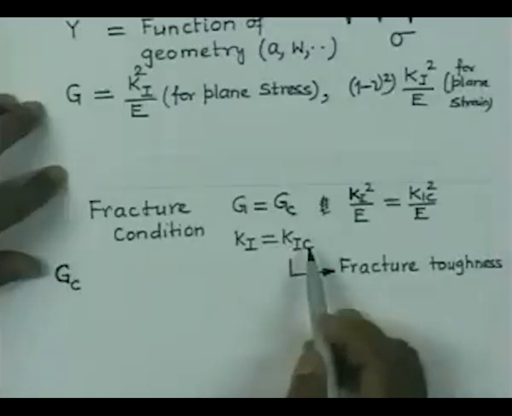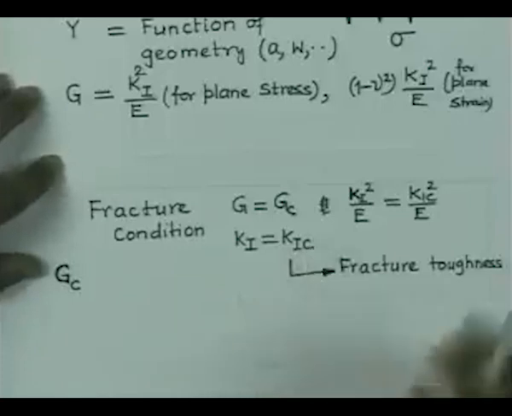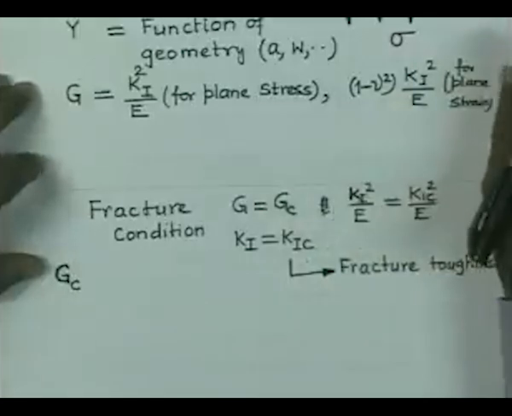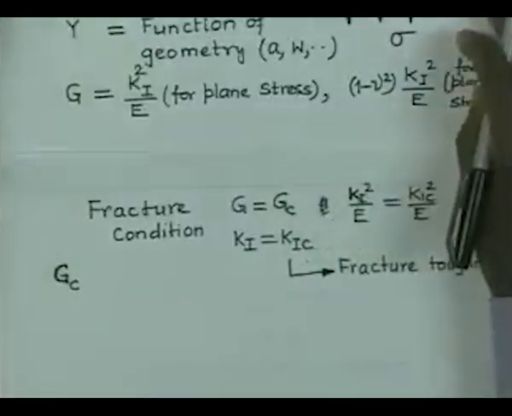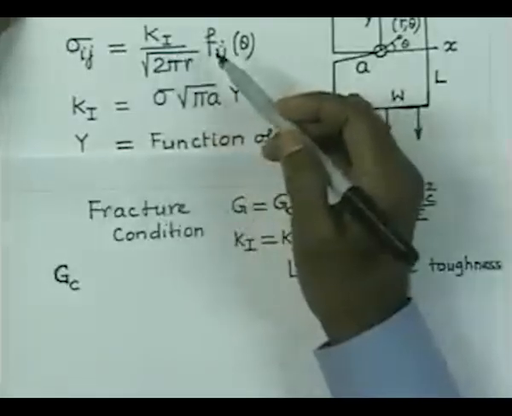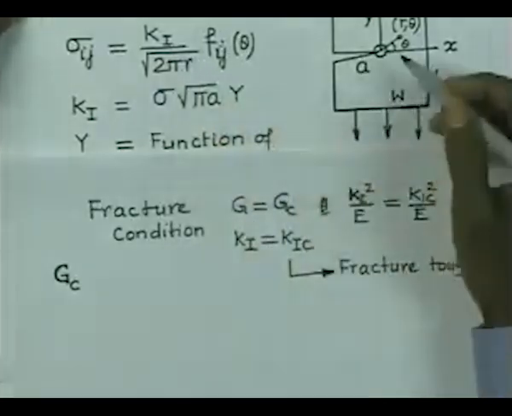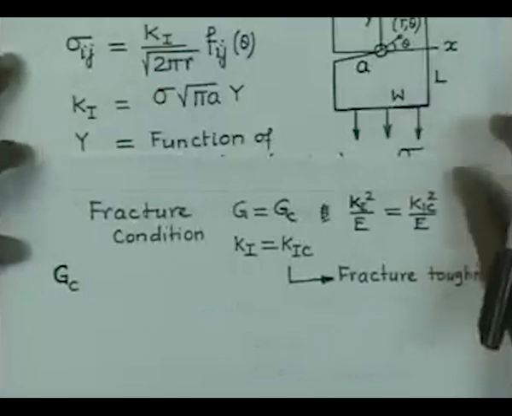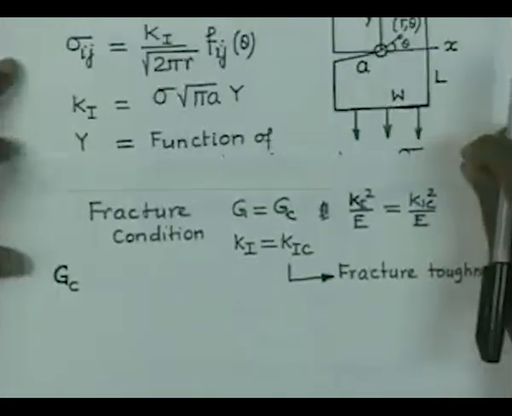So, we have seen that Ki reaching a critical value KIC leads to brittle fracture, and since Ki is the term which is involved in the stress field around the crack tip, the fracture is associated with a critical stress strain field around the crack tip. Thus, the fracture condition was given in terms of the stress strain condition at the crack tip.